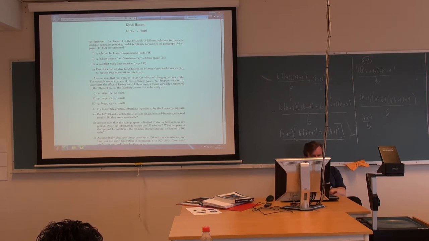What happens to the optimal solution if the maximum storage amount is reduced to 100 units? It may seem that this 500 is too high to have any effect. That seems to be the expected answer here. But if you reduce this to 100, then maybe it has an effect. This is relatively easy to understand, isn't it?